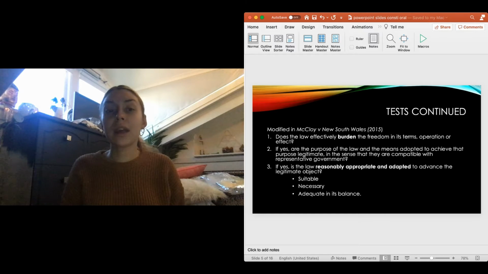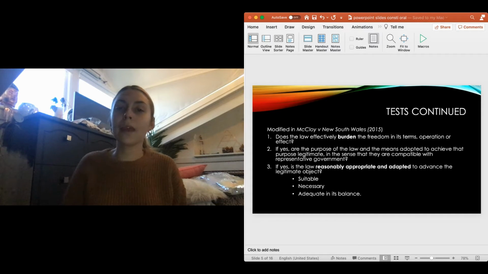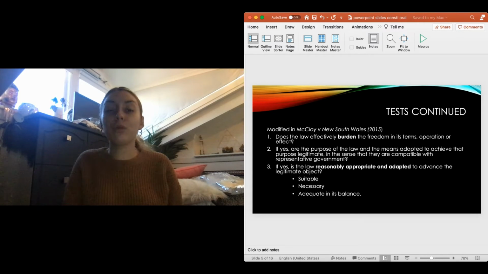This is considered to be a compatibility test, and recognised legitimate ends are: public safety in Levy and Victoria, public order in Coleman and Power, road safety in AGSA and Adelaide, and crime prevention in Tajur. If not, then the law does exceed the limitation and the law is invalid. 3. If yes, is the law reasonably appropriate and adapted to advance the legitimate object? This is considered to be a proportionality test to determine whether the restriction would be justified.